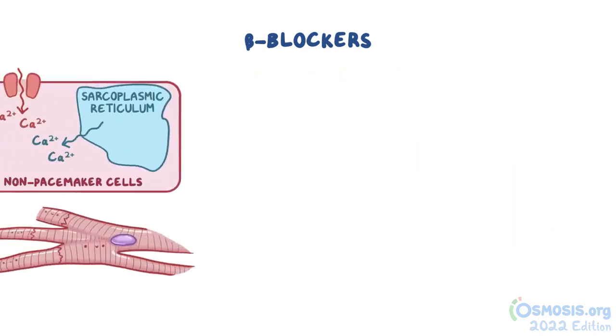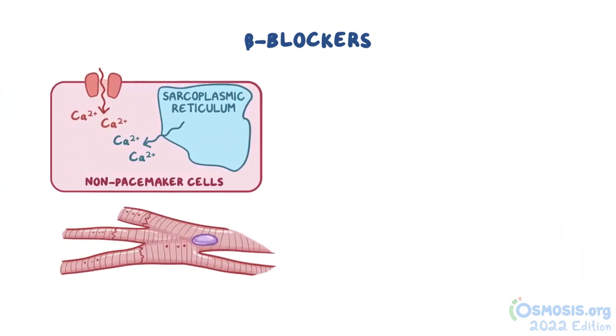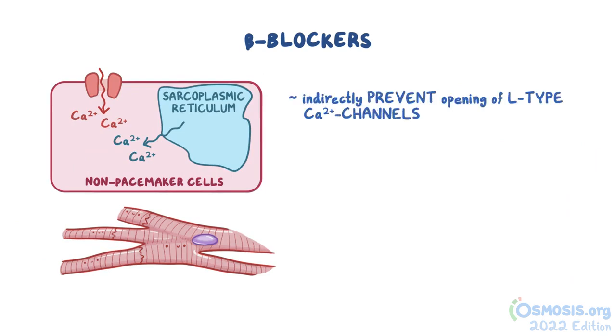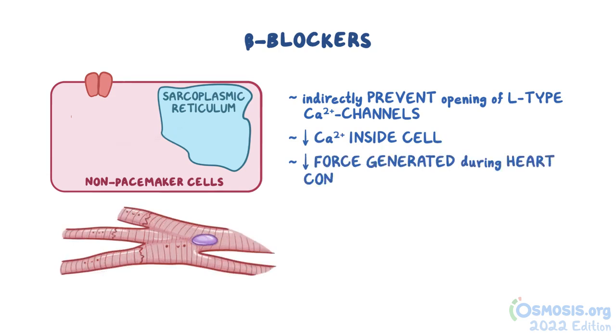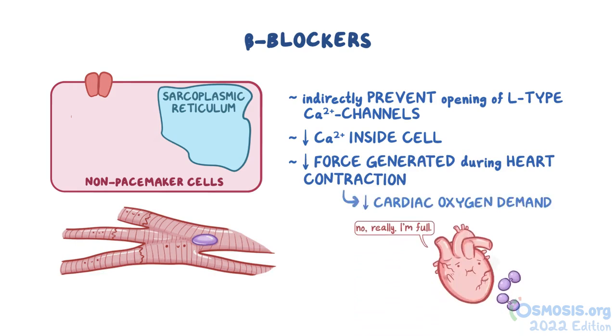On the other hand, in non-pacemaker cells like cardiac myocytes, beta blockers also indirectly prevent the opening of L-type calcium channels. This decreases the amount of intracellular calcium available to the muscle fibers, weakening the force generated during heart contraction. Ultimately, by reducing the heart rate and contractility, beta blockers reduce cardiac oxygen demand.